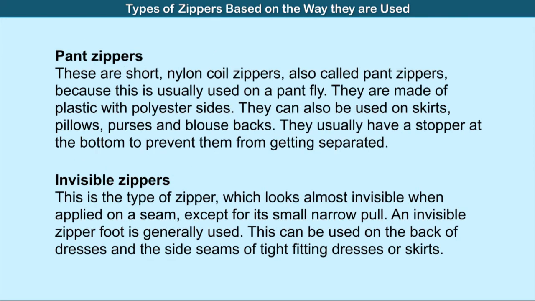According to the use to which they have to be put, zippers are classified further. Now next zipper is, we can say, the pant zipper. Pant zippers are short nylon coil zippers, also called pants zippers in most parts of the world, because this is the type of zipper used in a pant fly.